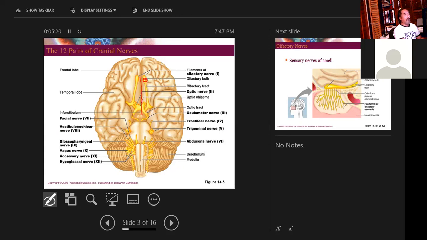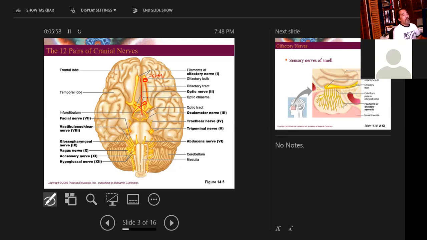Olfactory bulb is your cranial nerve 1. But remember, this is not the nerve. The nerve is the one that goes down from the olfactory bulb. Cranial nerve 1 is olfactory nerve. Then after that, I have this nerve here called the optic nerve. That is the nerve itself. The optic nerve is actually cranial nerve 2. And remember, it becomes a chiasm, and then they become a tract. Olfactory bulb also becomes a tract. Tract means it's going to bring it somewhere else.